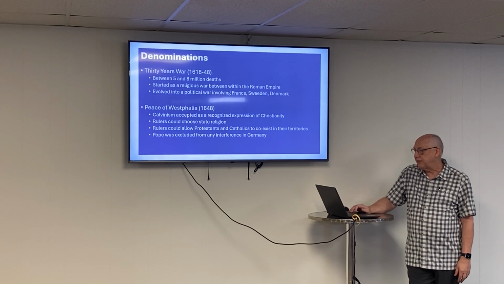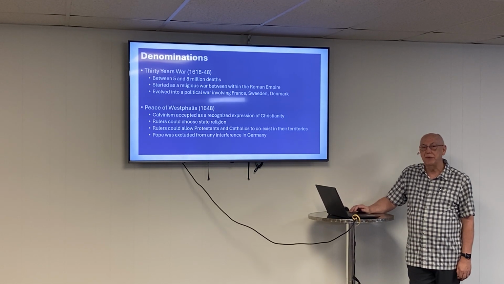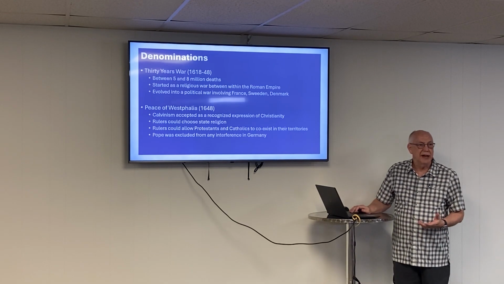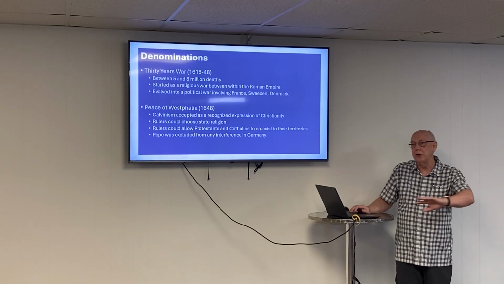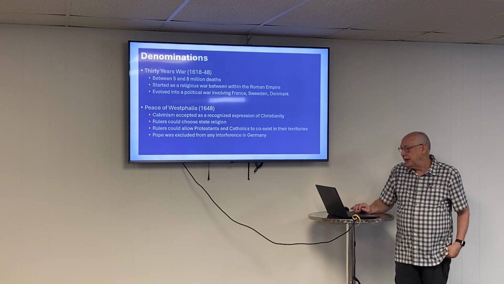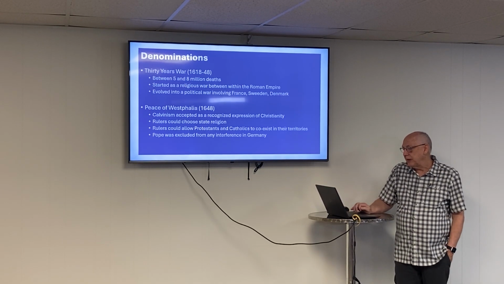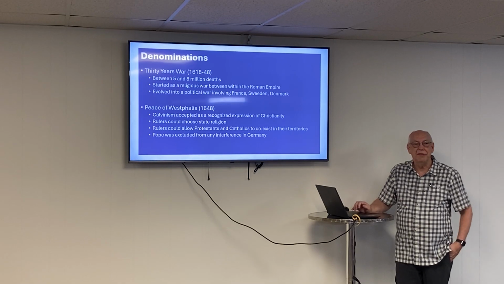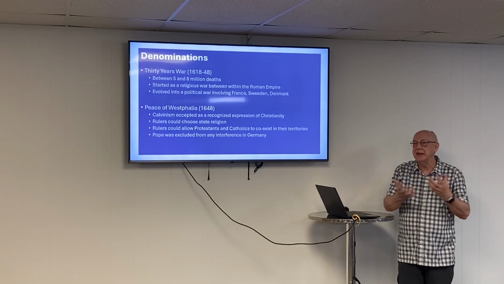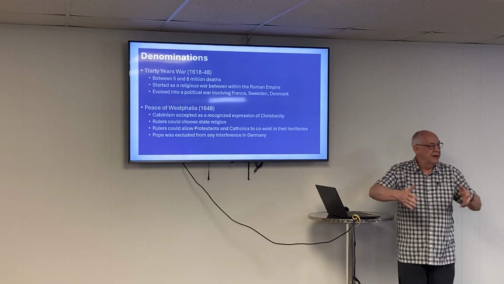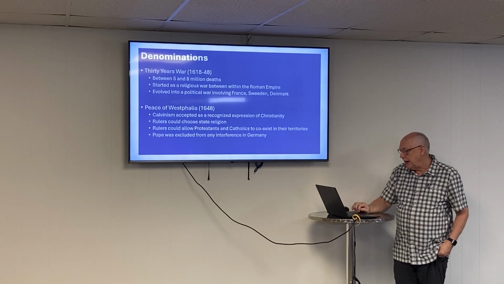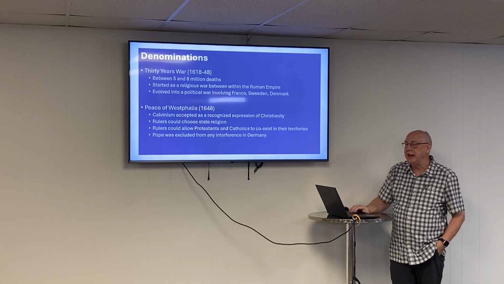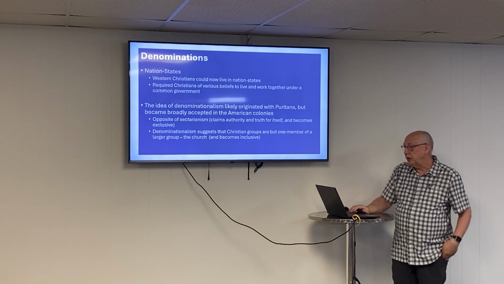It ended with the Peace of Westphalia, in which Calvinism was officially recognized and accepted as a valid expression of Christianity. It had not been before. Up to this point, Calvinism was a rogue sect. The rulers could choose the state religion. The rulers could allow Protestants and Catholics to coexist within the same area. Before, they were separate. You were either Catholic or you were Protestant. You could not be both. And the Pope was excluded from any interference in Germany. So Germany was completely free.